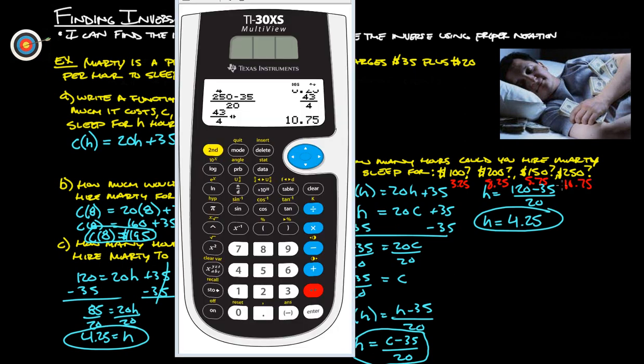Okay, so I went through and calculated those out. And here's what we got. We got 8.25 for 200 and 10.75 for 250.